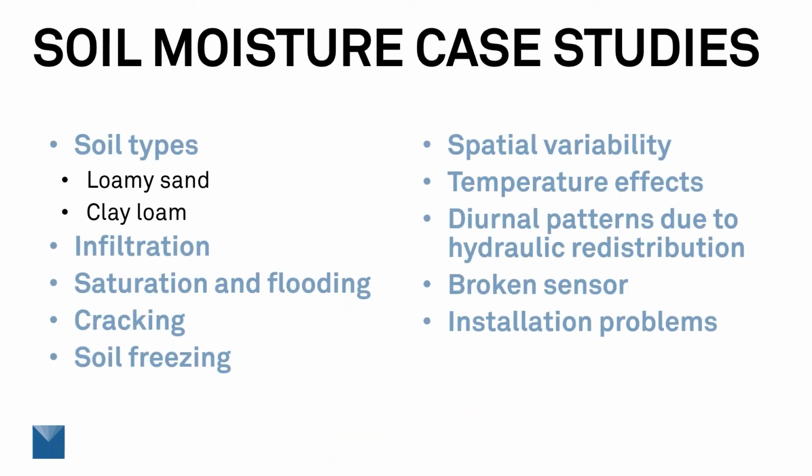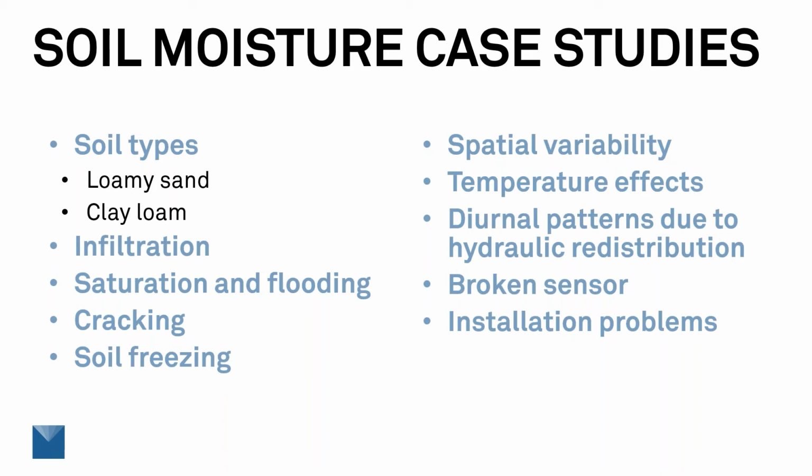So we're going to talk about a lot of different things today. First, we're going to go through how soil moisture sensors behave in different soil types. We'll just use a couple here, a loamy sand and a clay loam. Then we'll talk about soil infiltration in two different cases: a really dry soil where water is infiltrating, and a saturated soil where we actually got flooding.